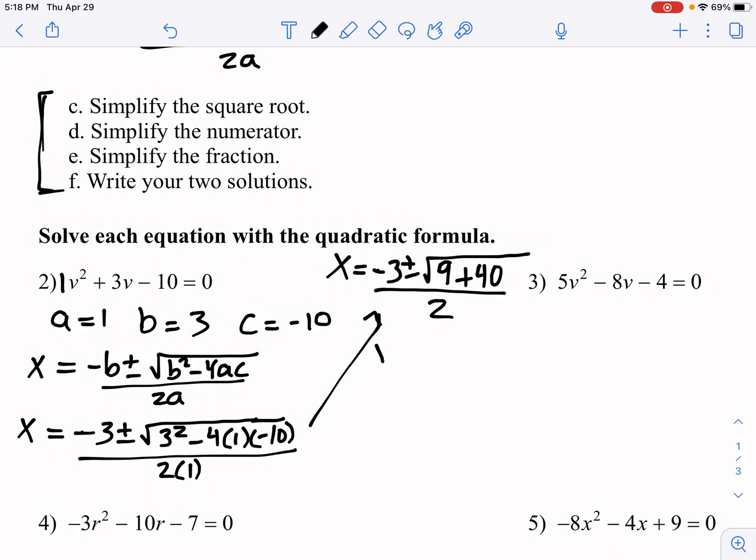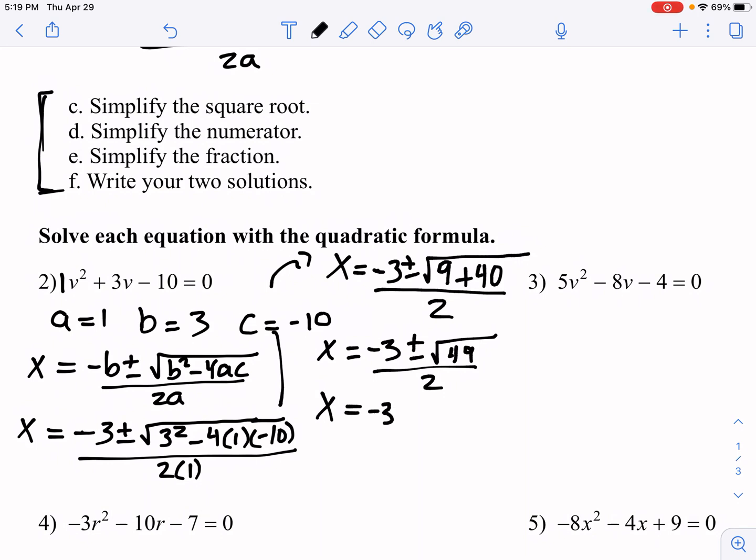So then we have x. I'm actually going to move this out of my way now. Maybe we can just show that we went over here with it. So now we have x is equal to a -3 plus or minus 9 plus 40 is 49 over 2. Then x is equal to a -3 plus or minus. Can I simplify that square root? Yep. What is the square root of 49? 7, right? 7 times 7 gives us 49. So now we've completely simplified the square root, and we took care of the 2 times 1.